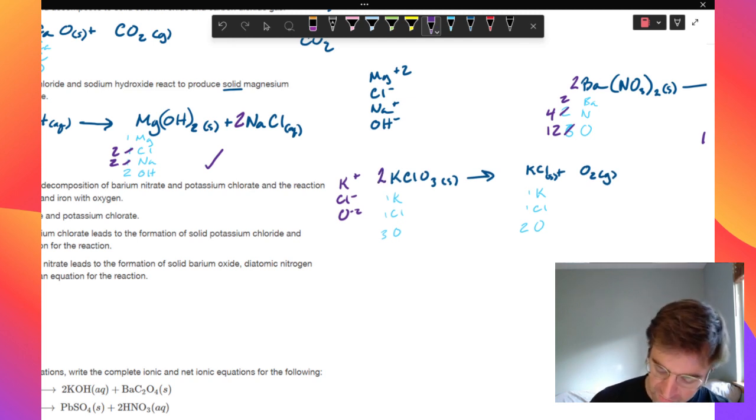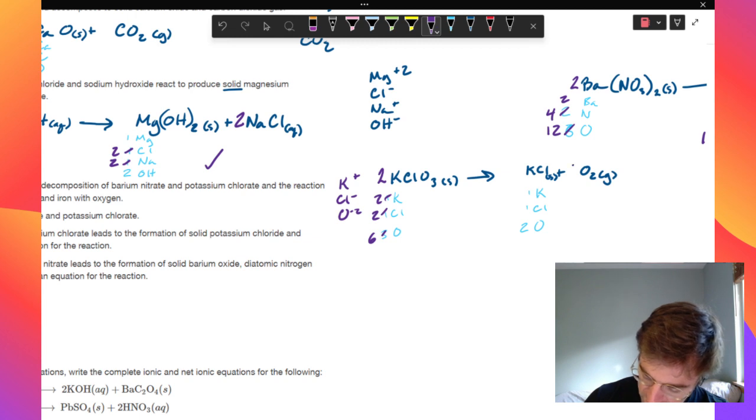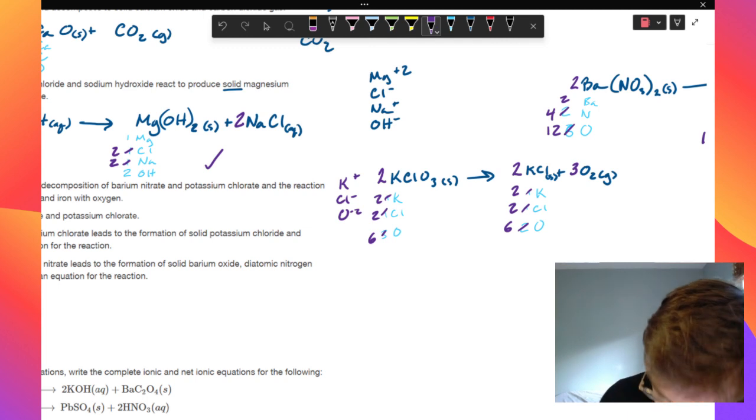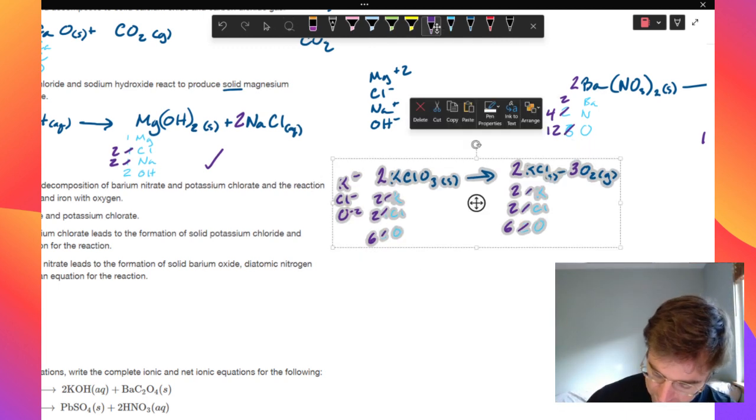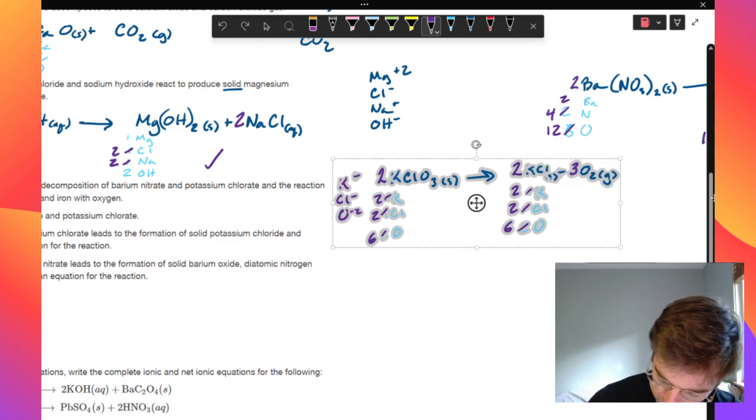So we multiply everything by 2 on the left side. Gets us to 6. And multiply that oxygen by 3. Gets us to 6. And because we doubled our potassium and our chlorine on the left, so too should we do on the right. And now this equation is balanced. Okay.